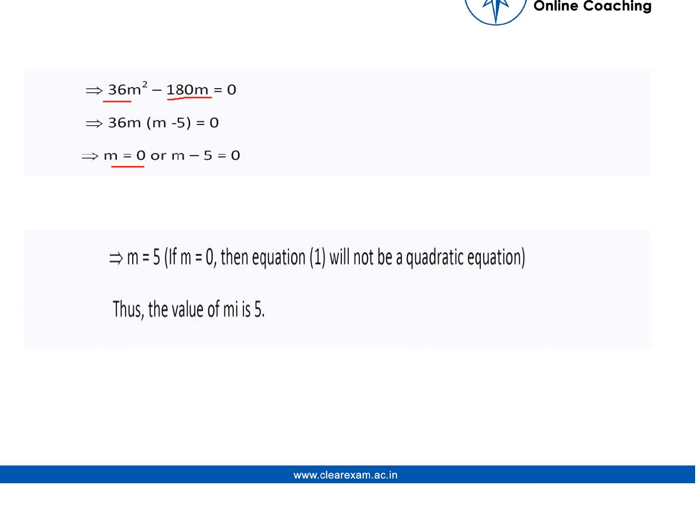On further simplification, we get 36m² − 180m = 0. So now m will have two values, that is m = 0 or m = 5. Now if we put m = 0, then the given equation will not remain a quadratic equation. Therefore, m = 0 cannot be the solution. Thus, the value of m is 5.